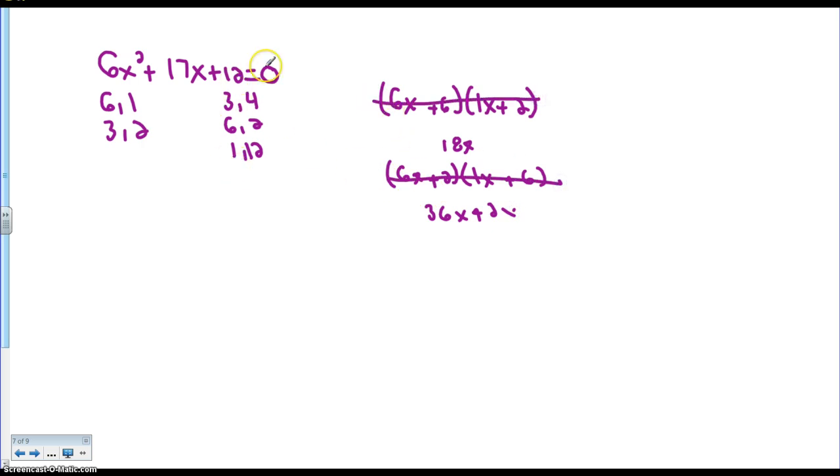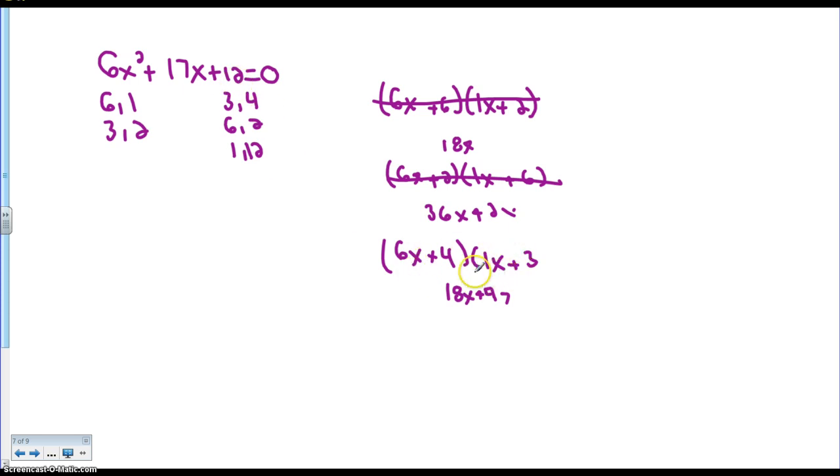So I can keep on going now, and I know it's not going to be 1 and 12, so let's try 3 and 4. 6x plus 4, 1x plus 3. I get 18x plus 4x. So all I'm doing right now is just doing these two and these two, because I know automatically that these two get me the 12 and the 6 and the 1 get me the 6.